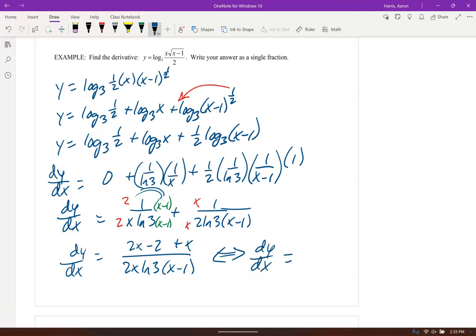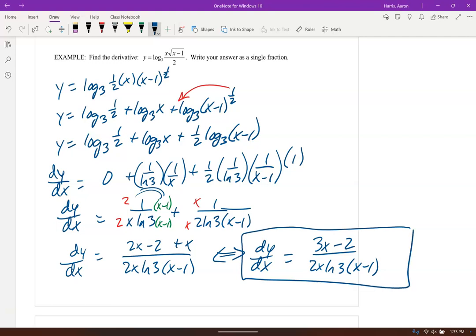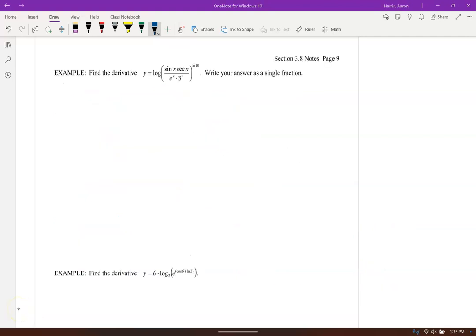Two x plus x, I got 3x. Get the minus 2, 2x ln of 3, x minus 1. Notice there's no base on this log, so this is the common logarithm. It is base 10, but let's rewrite this with the power rule before we differentiate. So y equals, I'm going to put that ln of 10 in front of all this, and then I'll have log of this stuff.